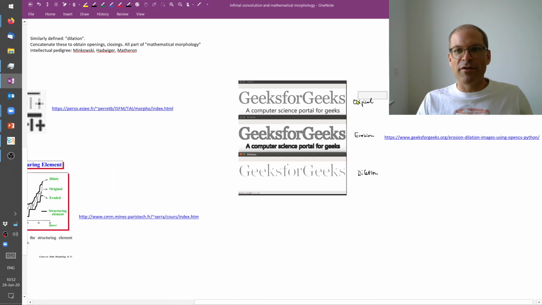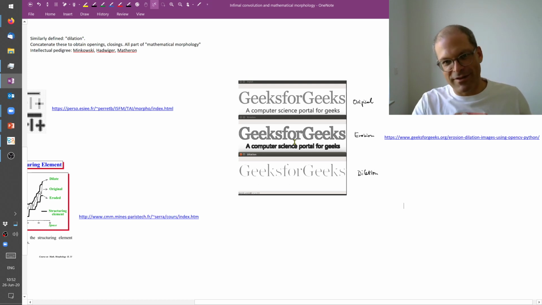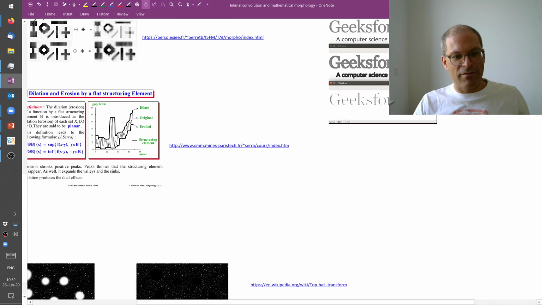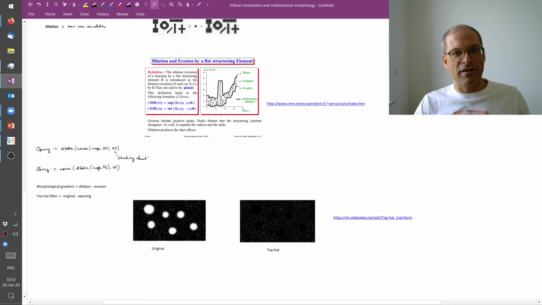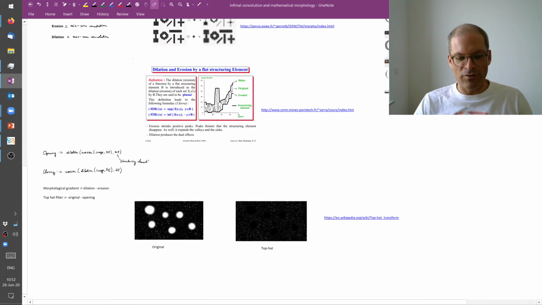So that would be the original, and then we have an eroded and a dilated version of it. And this is now more for illustration, but that kind of use case that you see on the bottom, you know, that's really something that you come across and that you want to use in real-world image analysis.